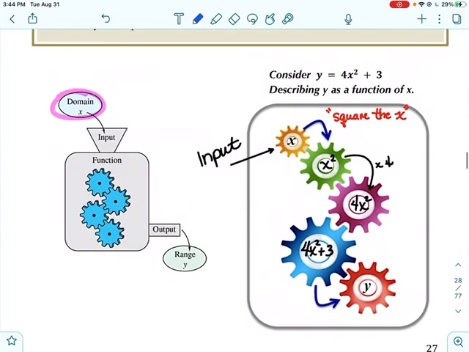If we consider the function 4x squared plus 3, the order of operations is handled as follows. We first square the x, so we have x squared. Then we multiply by 4, which gives 4x squared. Then we add 3 to get 4x squared plus 3. So our machine operates on x to produce y in terms of x.